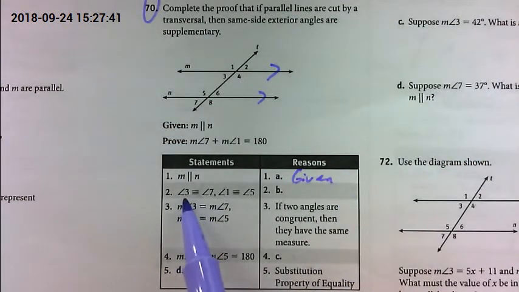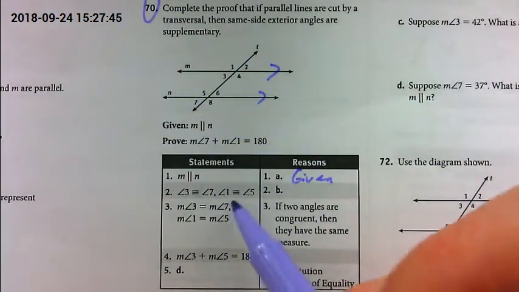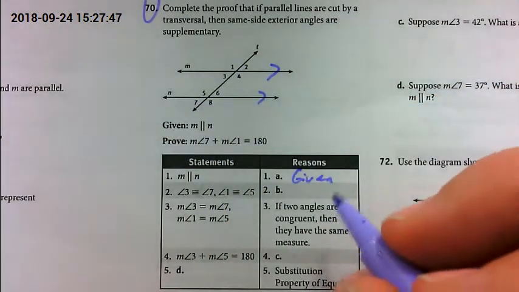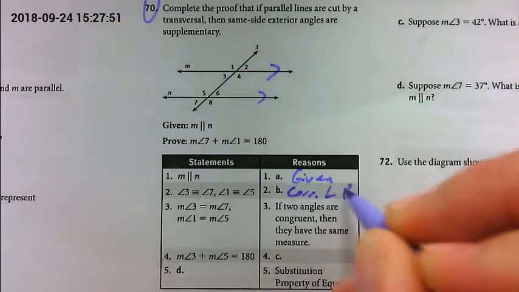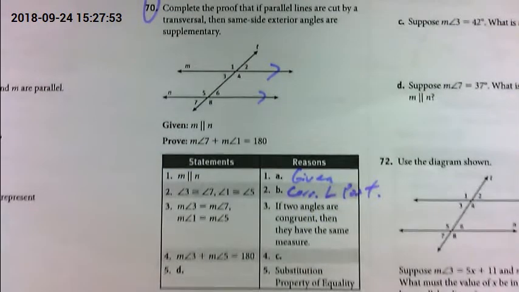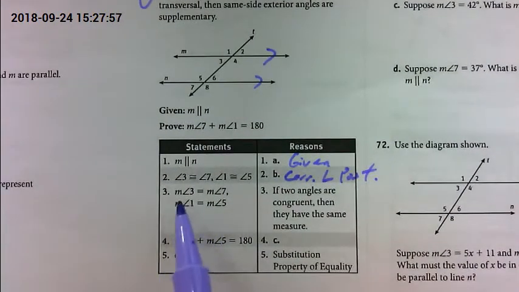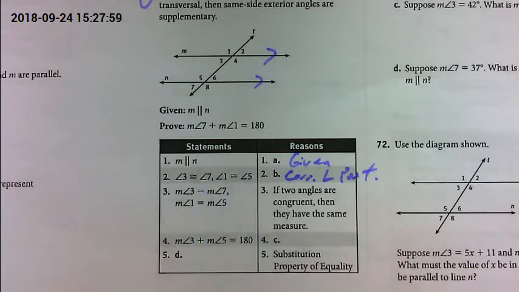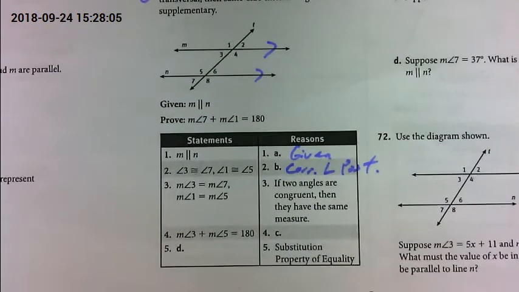Then we can say angle 3 is congruent to angle 7. Well, 3 and 7 are corresponding, and 1 and 5 are also corresponding. So, corresponding angles postulate. Then, since we know that they are congruent, they must be equal. That is the definition of congruent angles. And that's what they had there.